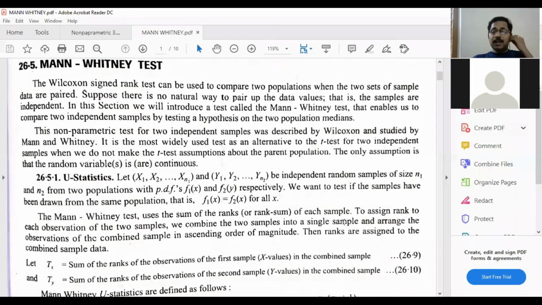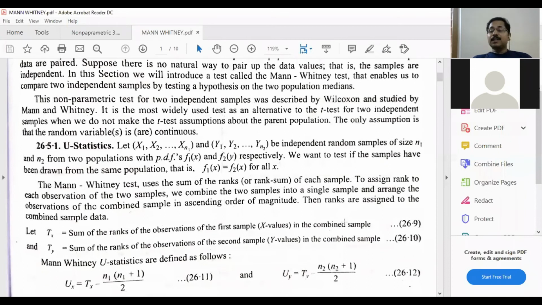Suppose x1, x2, ..., xn1 and y1, y2, ..., yn2 are two independent sets of random samples. Here n1 random samples are from the first population and n2 from the second. For independent random samples, n1 and n2 need not be equal. But for paired samples, the sizes should be equal because they are dependent. So for the first set it is n1 and for the second set n2, from two populations with PDFs f1(x) and f2(y).